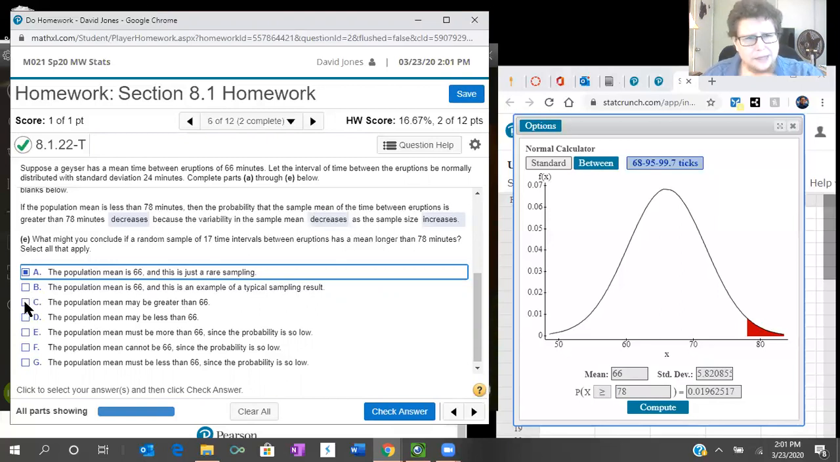Could it mean the population mean may be greater than 66? It could. That's reasonable to think. Maybe our assumption that the mean time was 66 minutes was wrong. Usually when they're doing a geyser like that, they're just grabbing thousands of data points. They record it for a year. How often does that geyser go off? Like Old Faithful. And they come up with a mean, but maybe that year, with the entire year, was just an anomaly. Maybe the mean is greater.